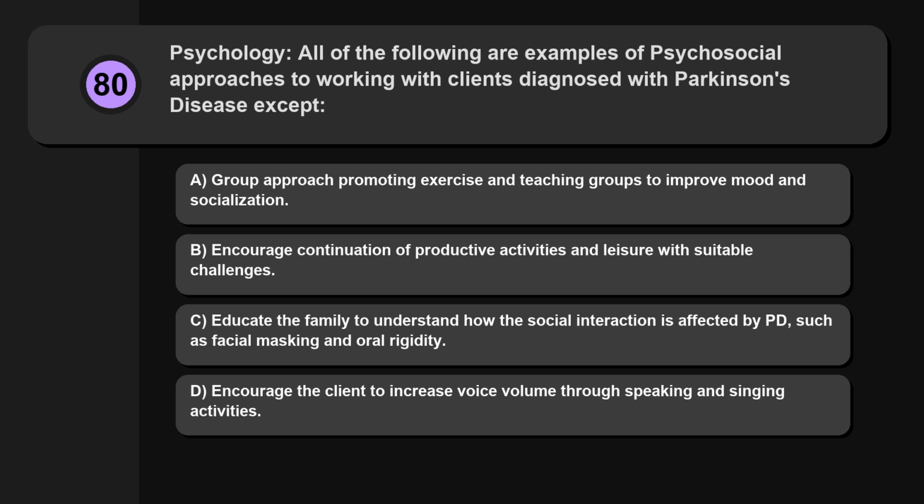Question 80. Psychology. All of the following are examples of psychosocial approaches to working with clients diagnosed with Parkinson's disease except Option A, group approach promoting exercise and teaching groups to improve mood and socialization. Option B, encourage continuation of productive activities and leisure with suitable challenges.